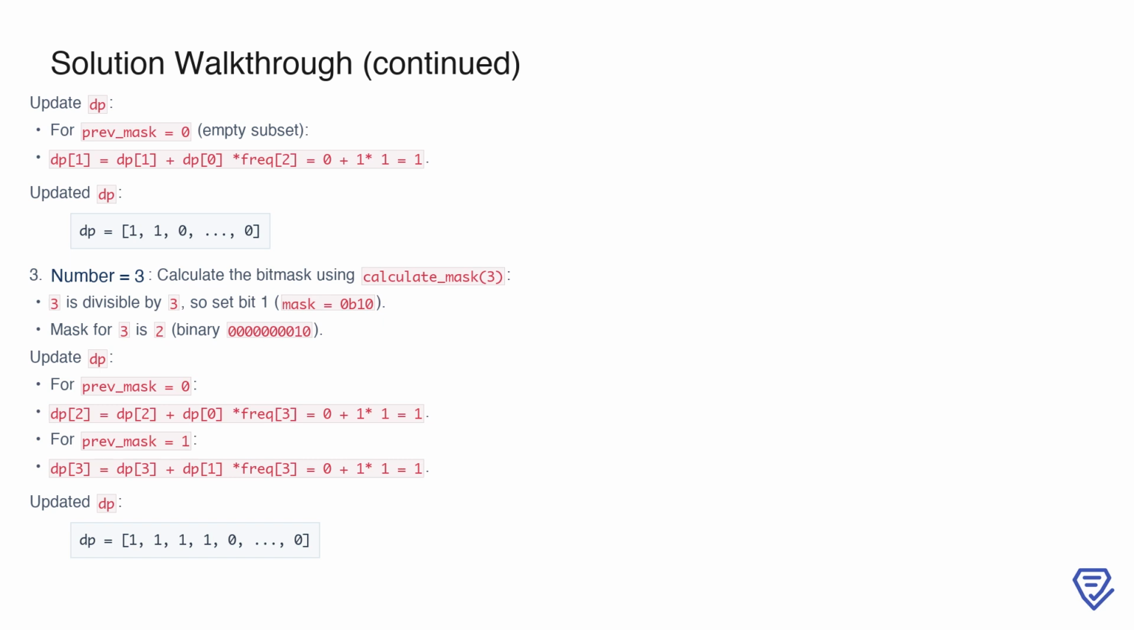Then, for prev_mask equals 1, we calculate dp[3] = dp[3] + dp[1] * frequency[3] = 0 + 1 * 1 = 1. After these updates, the dp array becomes 1, 1, 1, 1, 0, 0.